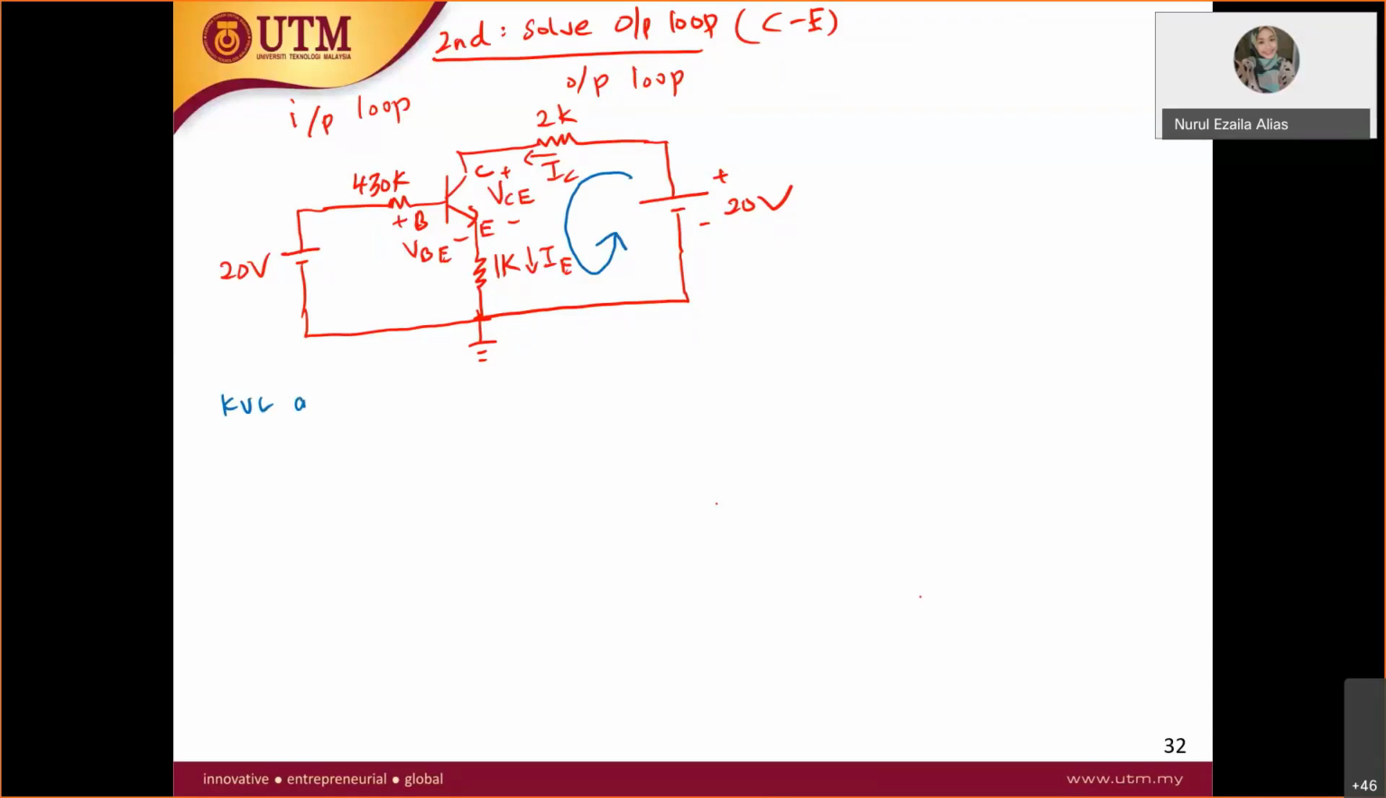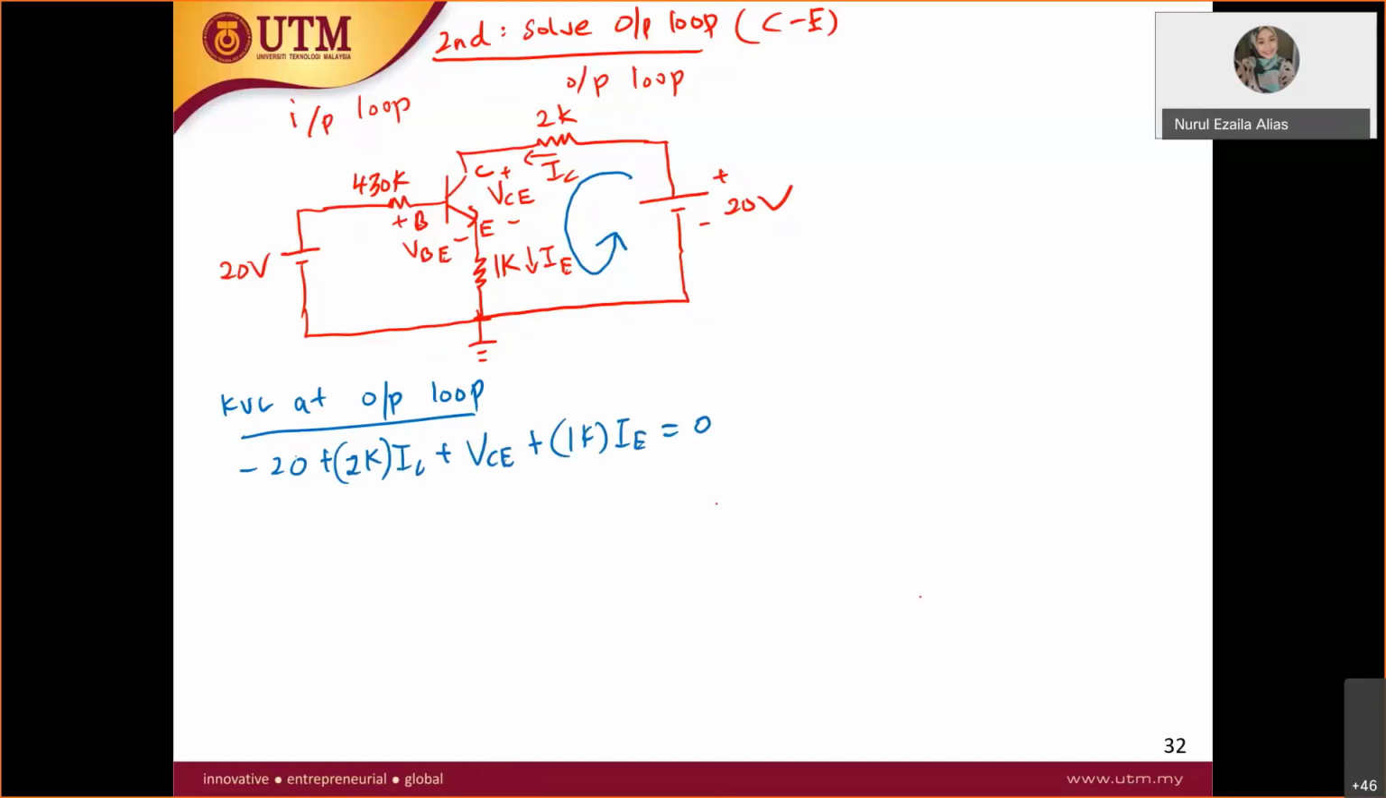So KVL at output loop will be negative 20, plus 2K IC, plus VCE, and plus 1K IE equals to 0.